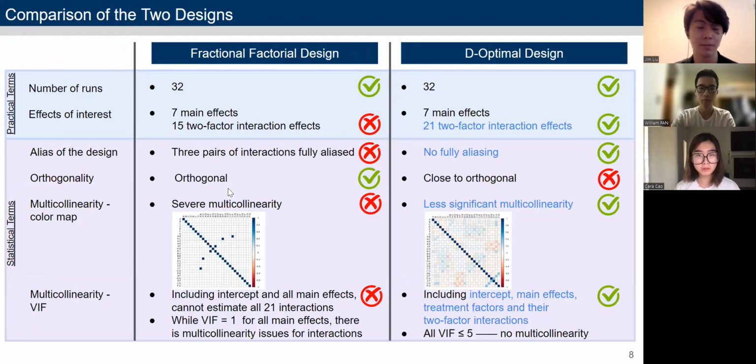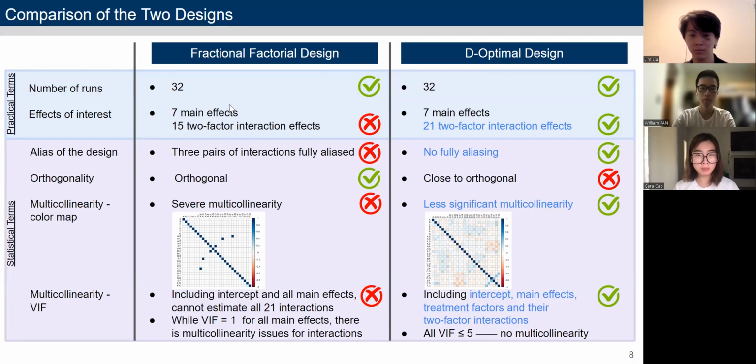Now, we compare the 2 designs through practical terms and statistical terms. Regarding practical terms, both designs have the same number of runs, but the optimal design is better because it can estimate 21 two-factor interaction effects, while fractional factorial design can only estimate 15. Regarding statistical terms, although fractional factorial design is orthogonal, the optimal design is better because it has no fully aliasing and less significant multicollinearity according to the color map.